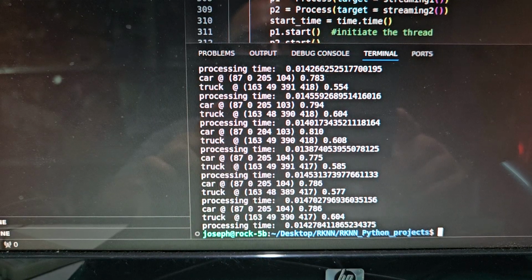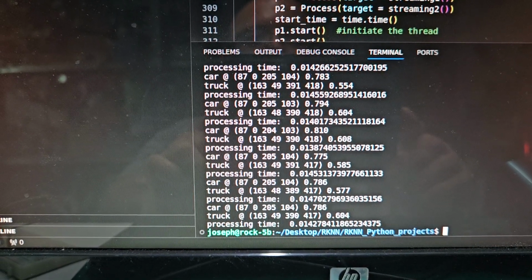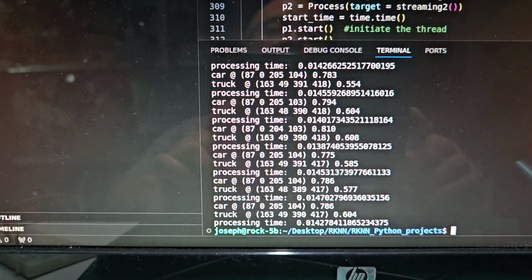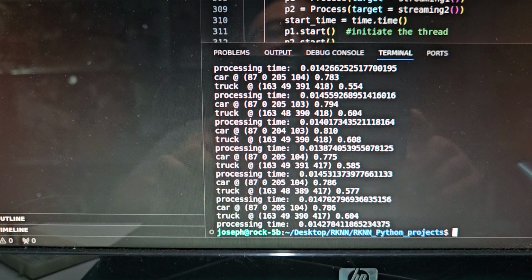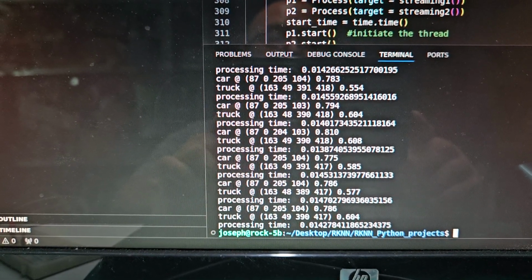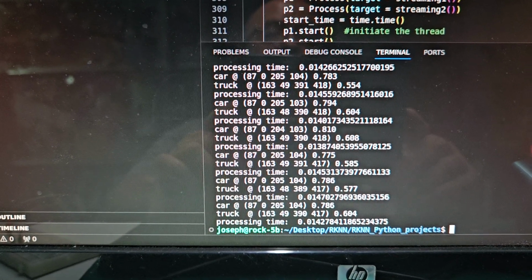This time it is around 15 milliseconds, which is about 5 times less than the processing time in the previous videos. That is really true parallel processing.